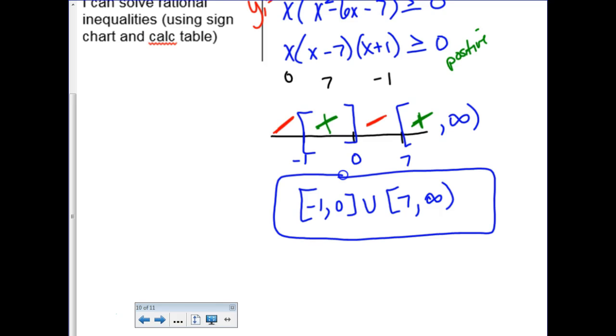Because the symbol says greater than or equal to 0, and at those values the function is exactly equal to 0. Those are zeros. Okay. So that's what a hybrid approach looks like, guys. We're kind of graphing it. We're kind of using a sign chart. It's the best of both worlds, I think.